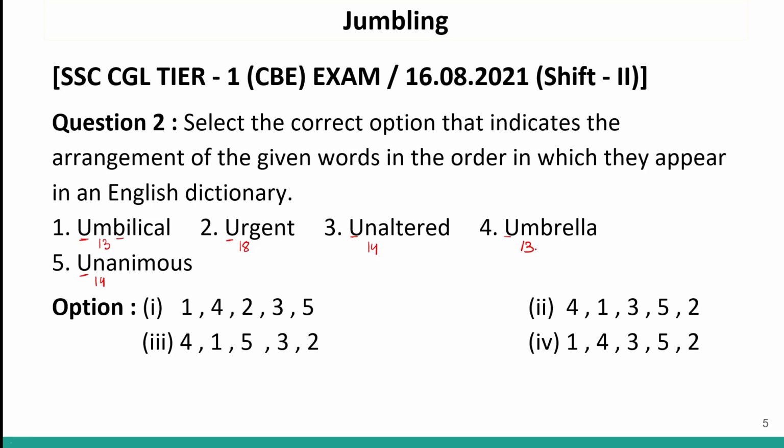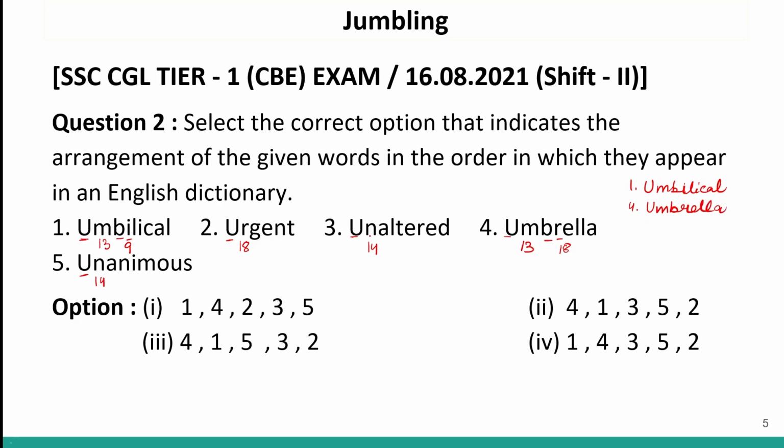So now the next letter is same in both. Correct? B, B. Move on to the next letter. So next letter is I. I is 9. And over here R. R is 18. So definitely 13:9 will come before 13:18. So the first word will be umbilical. The second word will be umbrella.